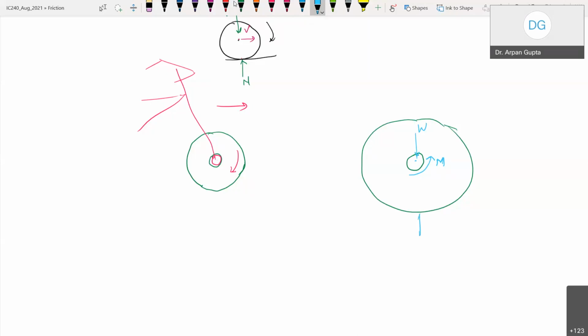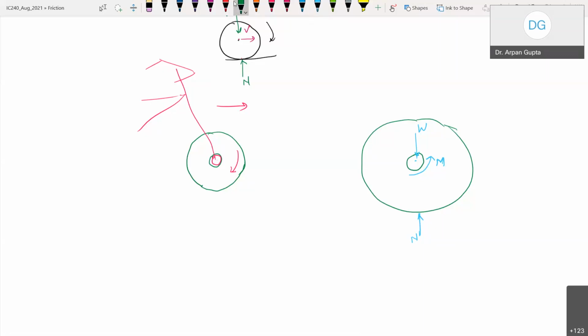There is a normal reaction which is there to balance the W. But now if I balance moment about any point, you can see that we have got an extra moment M, which is anti-clockwise, and this is due to the bearing.